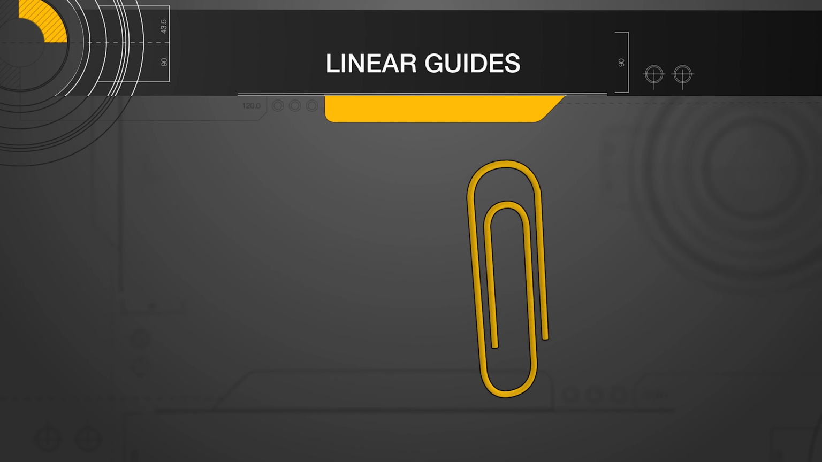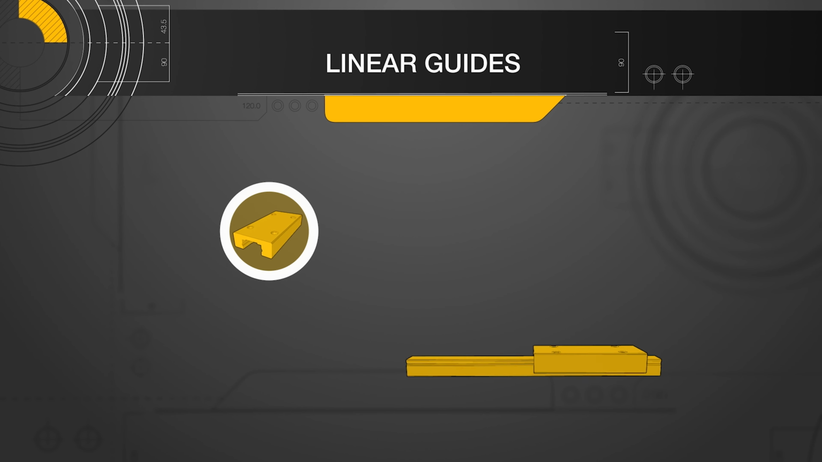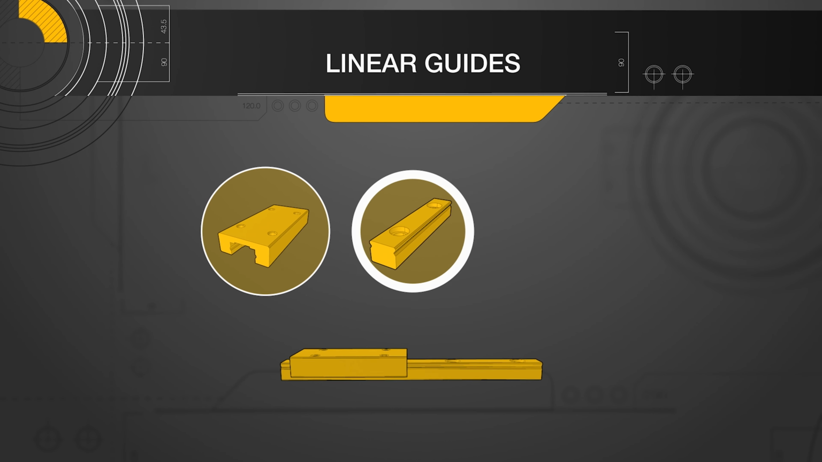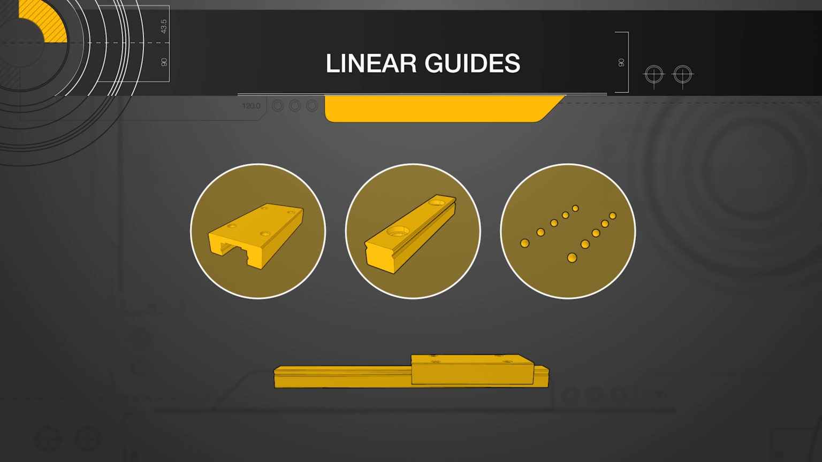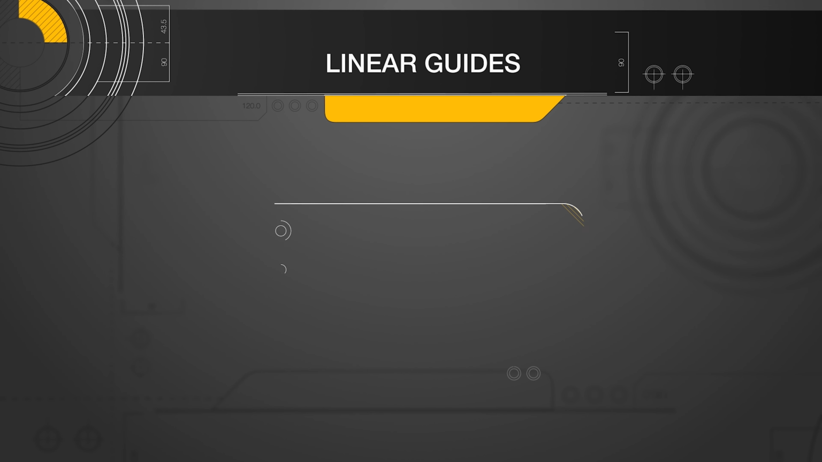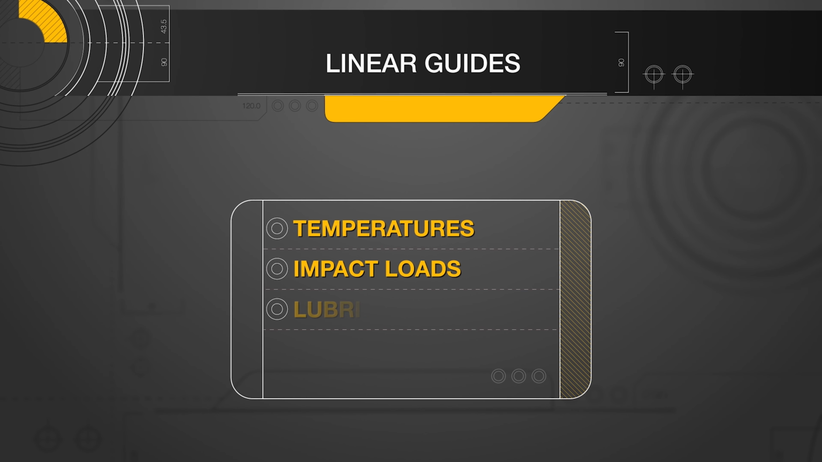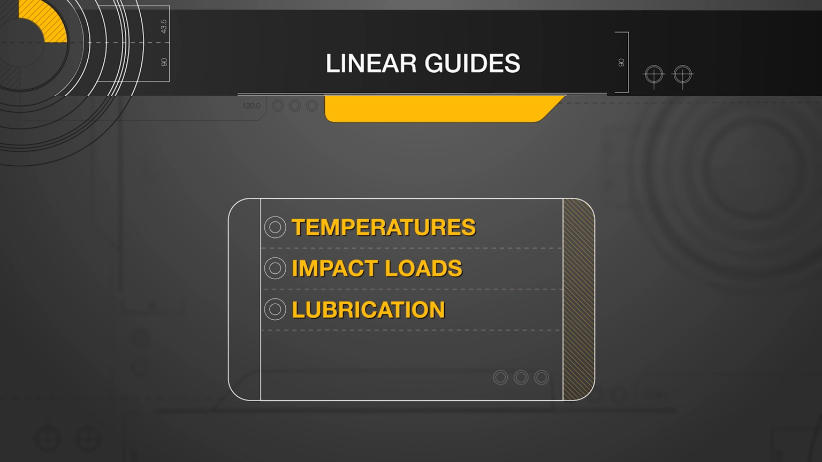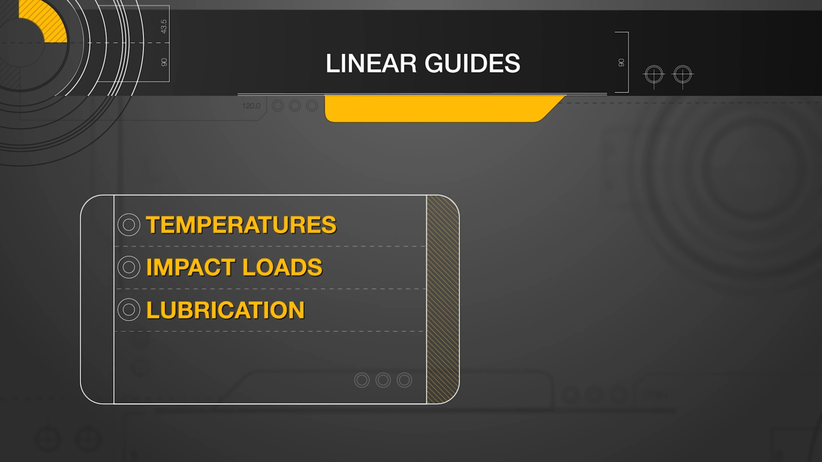It is important to note that the basic dynamic load rating is a measure of fatigue. Much like a paperclip being bent back and forth to the point of breaking, the material of the linear bearing block, rail, and balls can only handle so many cycles of loading and unloading before the material starts to flake away. As a measure of fatigue, it does not directly account for temperatures, impact loads, lubrication, etc., although many manufacturers have correction factors that you can use for approximations.